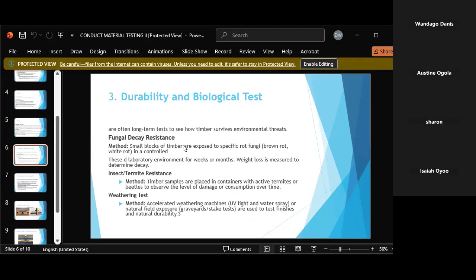In the durability and biological test, here, a long-term test to see how the timber survives in environment threats. Here is where we observe the natural environment, okay?